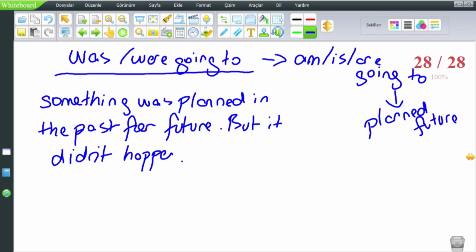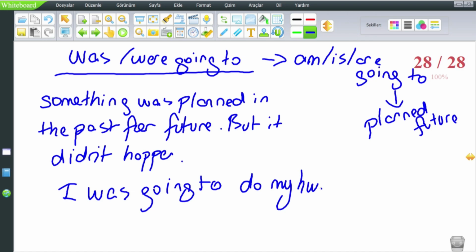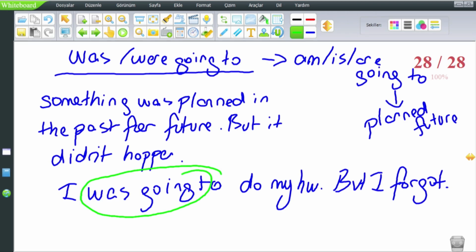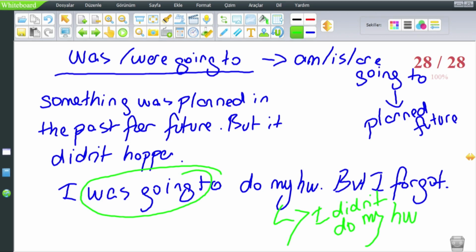For example, I was going to do my homework but I forgot. I was going to, my intention, my plan was to do my homework, but I forgot. And the thing that we understand from this sentence is I didn't do my homework. This is the result of this sentence.